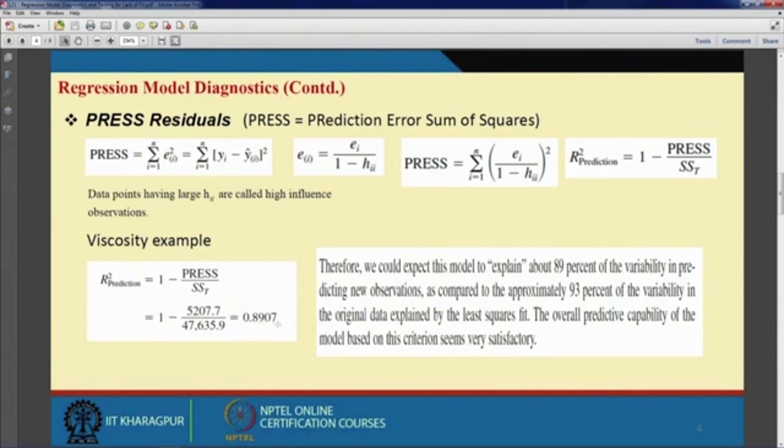So what is the conclusion here? We could expect the model to explain about 89% of the variability in predicting new observations, as compared to approximately 93% of the variability in the original data explained by the least square fit. The overall predictive capability of the model based on this criterion seems very satisfactory. Okay.